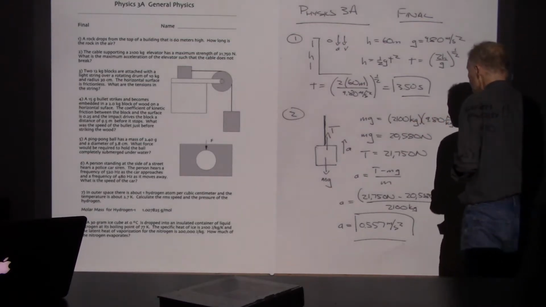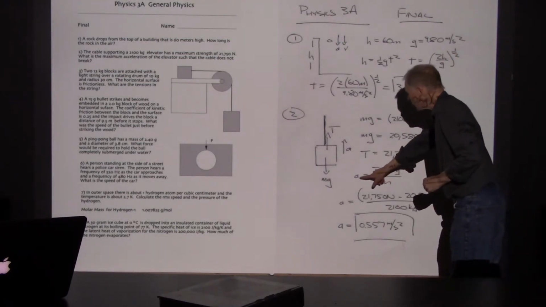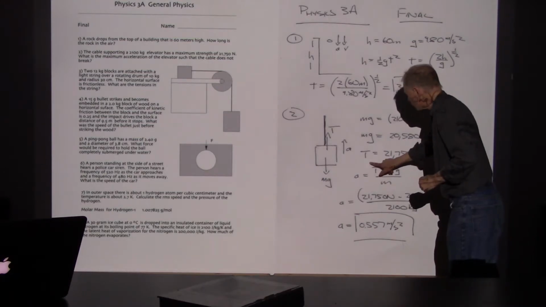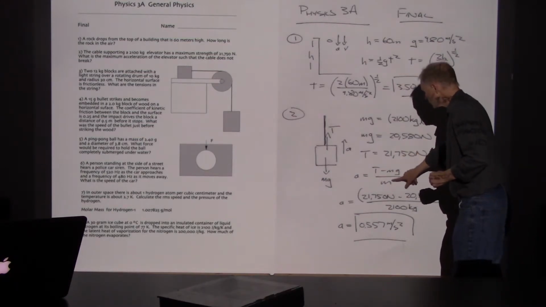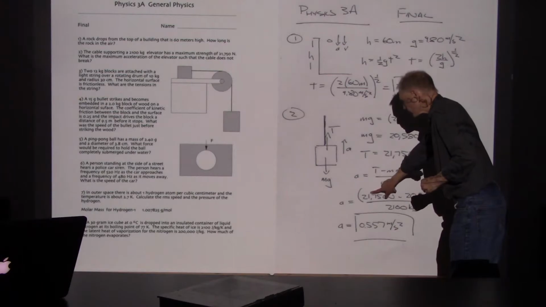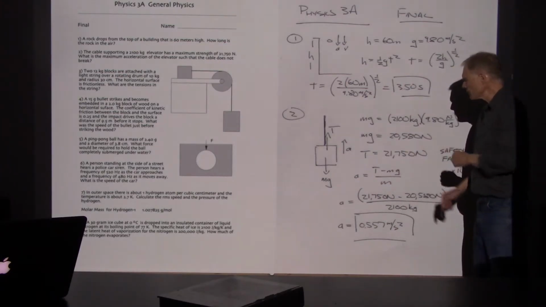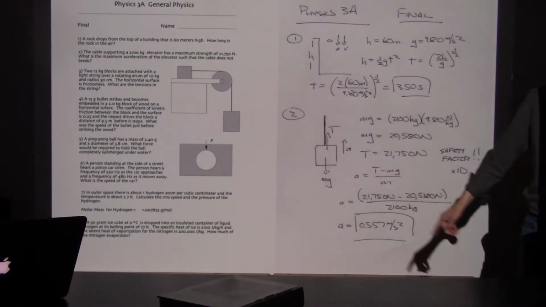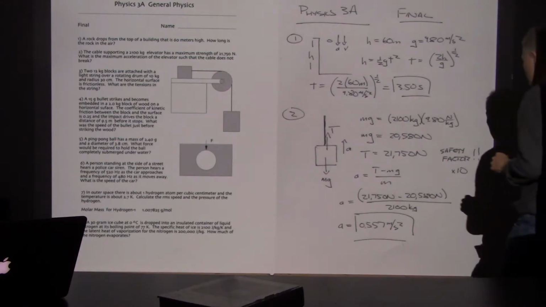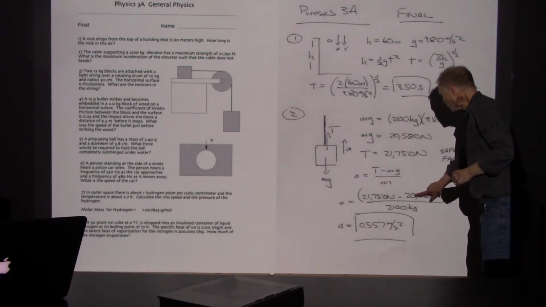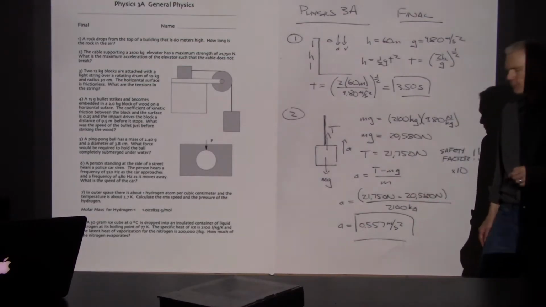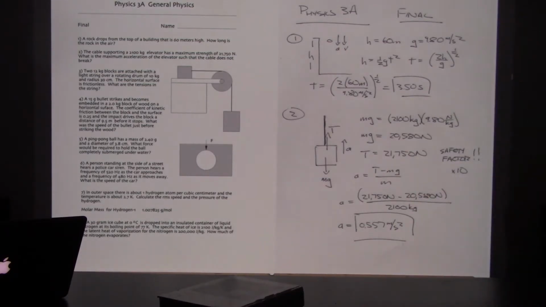Anyway, this was a problem I ran across. The largest acceleration we could come up with is T minus mg divided by m. So here is the largest tension, and remember, if we go any higher than that, the cable breaks. So this is tension minus mg over m. Look at that. We have to really be careful with this elevator: 0.557 meters per second squared.